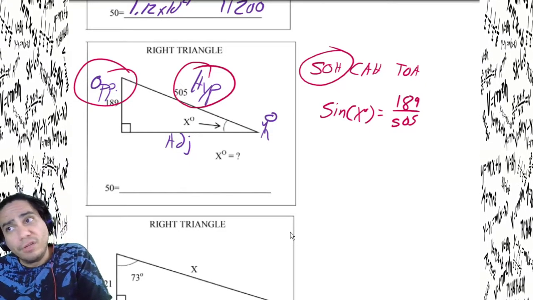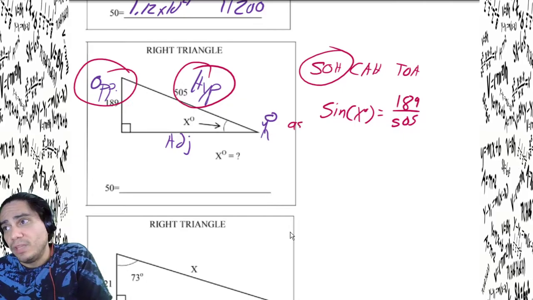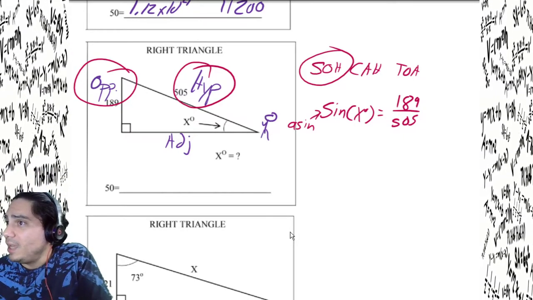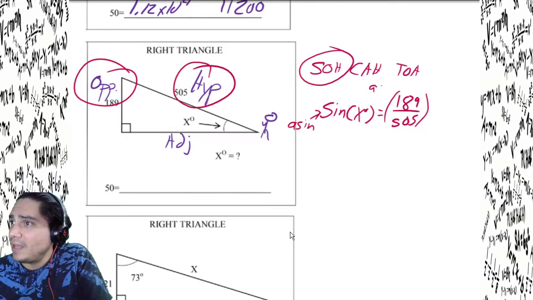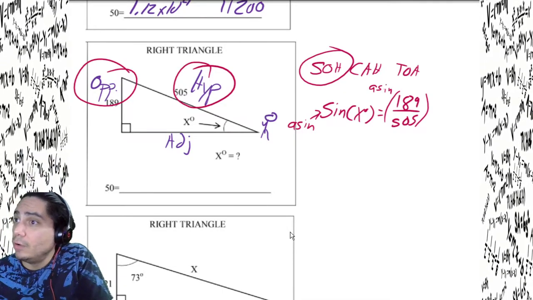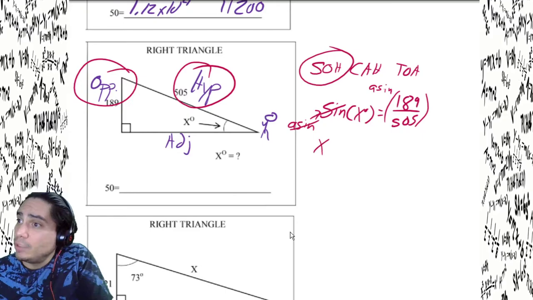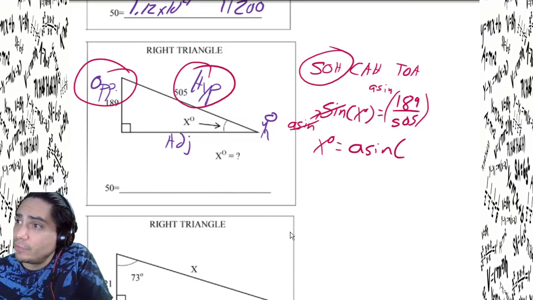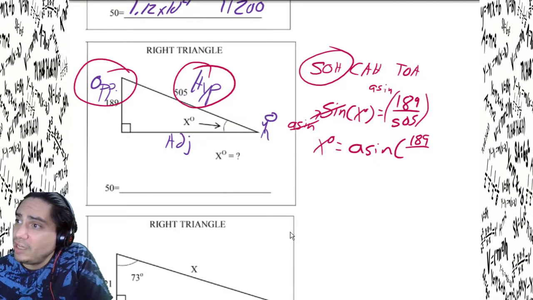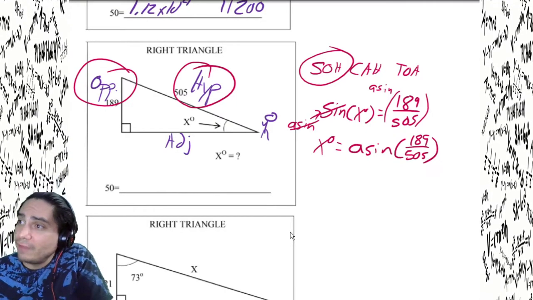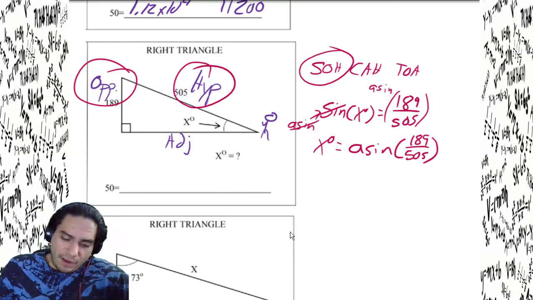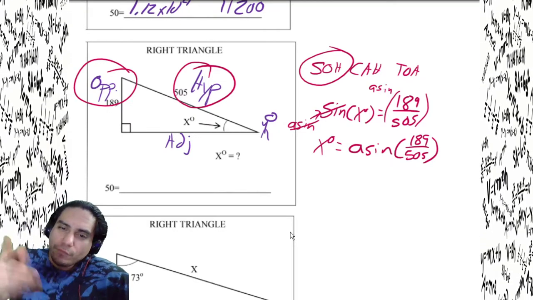Remember, we're looking for the angle. Remember that little technique. Think of that A sign. That A sign means we're looking for that angle. These cancel, and now we got x degrees is equal to the arcsine, or inverse sine, of 189 over 505. So let's set it up. We got 189, enter. We got 505, we hit divide.